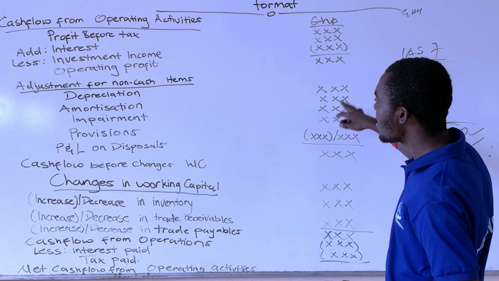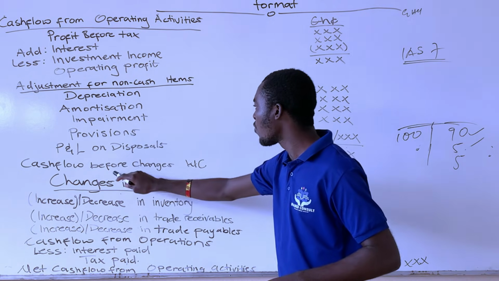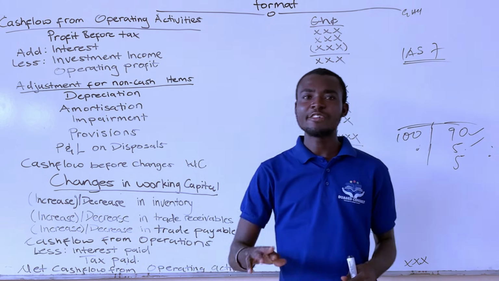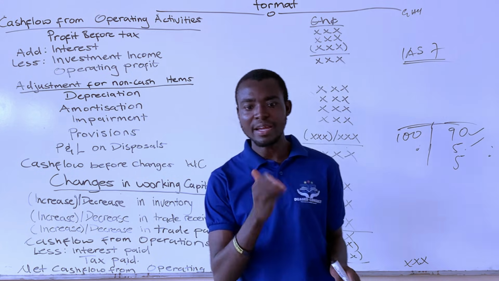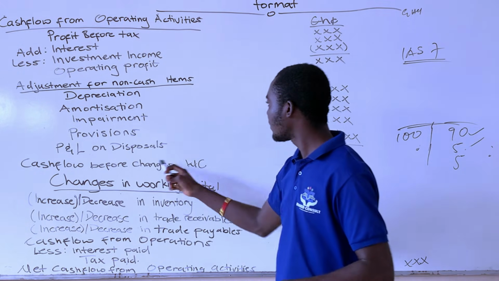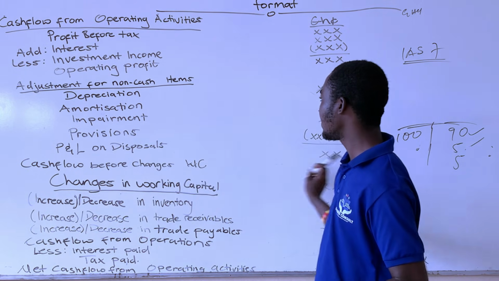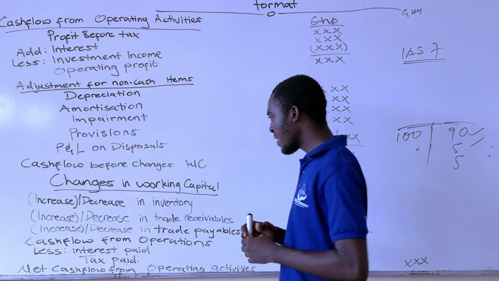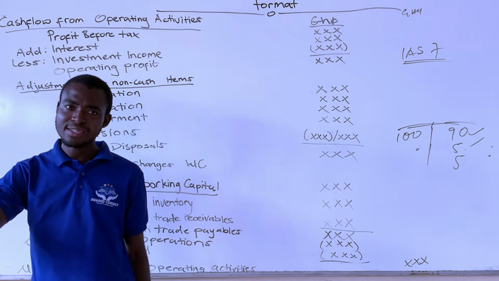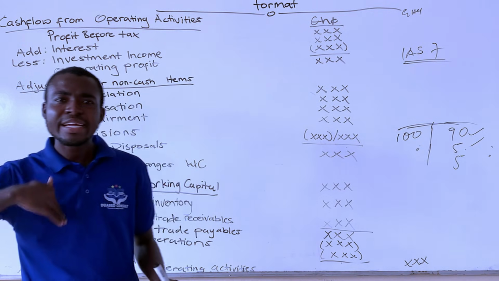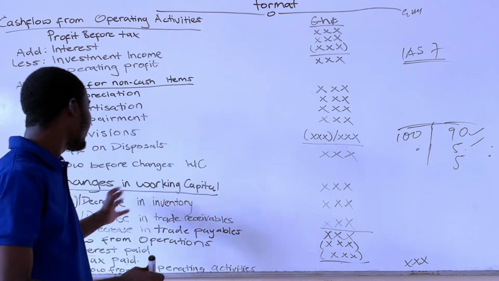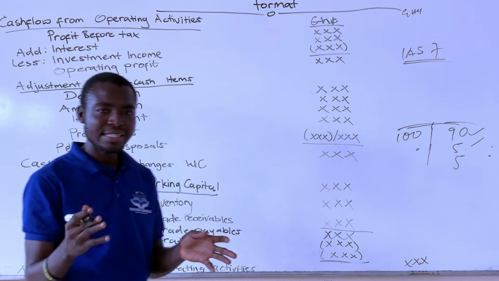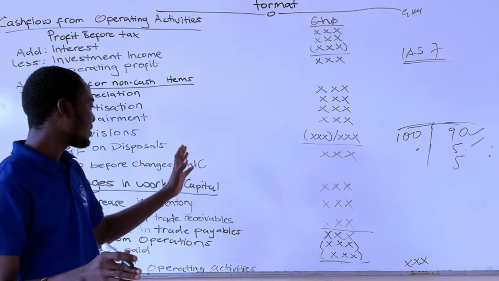So after doing the additions, we will get cash flow before changes in working capital. And then we know that the working capital is the difference between your current assets and the current liabilities. So after getting your cash flow before changes in working capital, you proceed with changes in working capital. For changes in working capital, for current assets, whenever there is an increment in current assets, being inventory, trade receivables, or prepaid, anything that is current assets, you will less it.